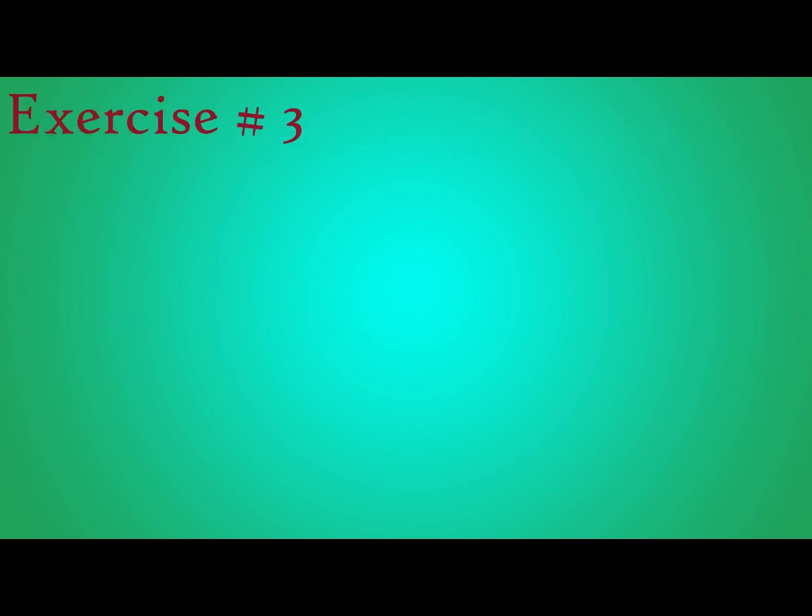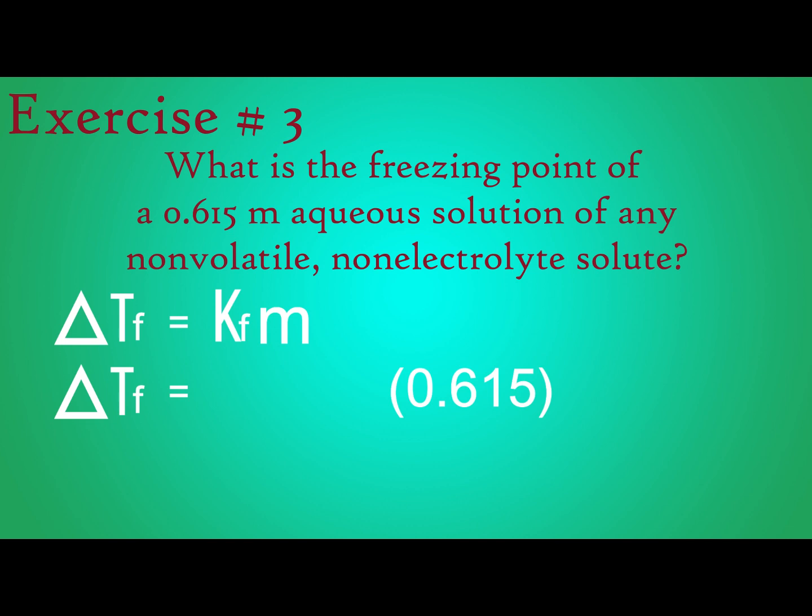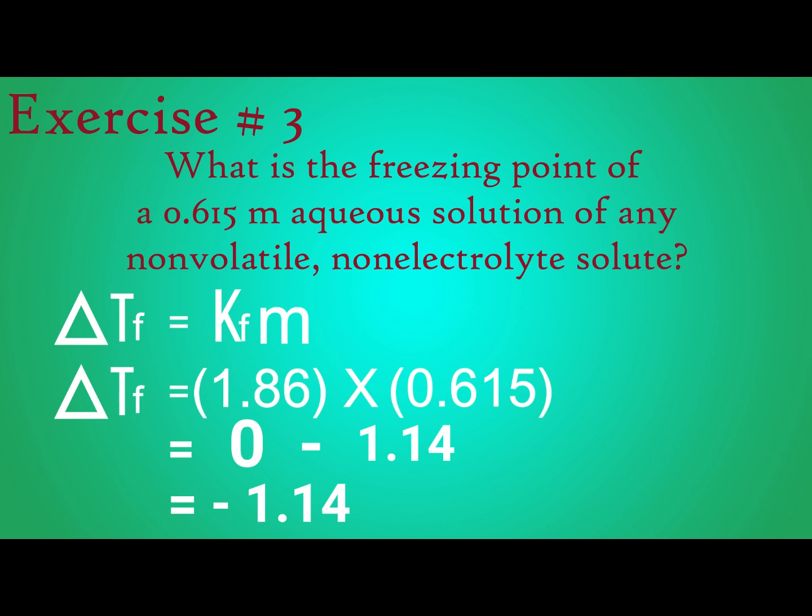Let's have some exercises. What is the freezing point depression of a 0.615 molal aqueous solution of any non-volatile, non-electrolyte solute? We are gonna find the molality, which is the given, that is the 0.615, which is the molality. We're gonna times it with the constant of freezing point depression. The answer is 1.14. Water freezes at 0, so when I subtract 1.14 from 0, the new freezing point is negative 1.14.